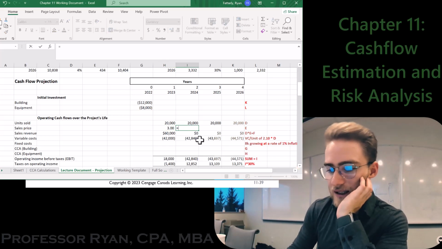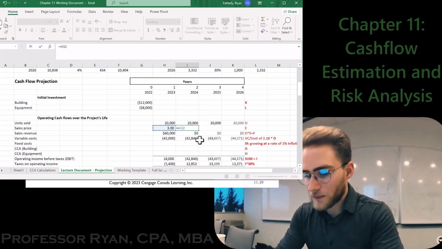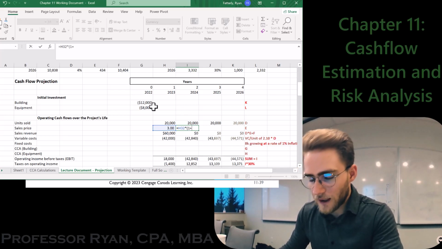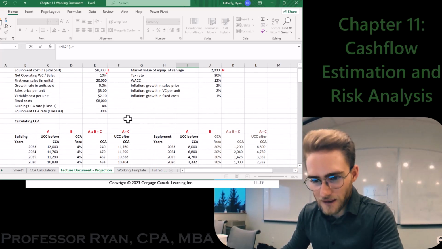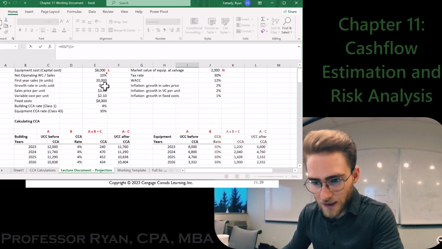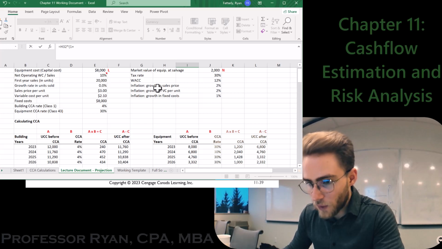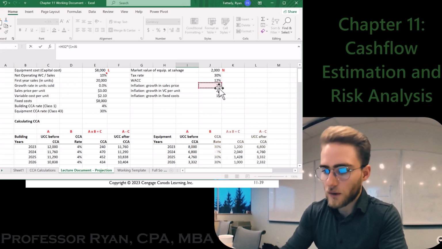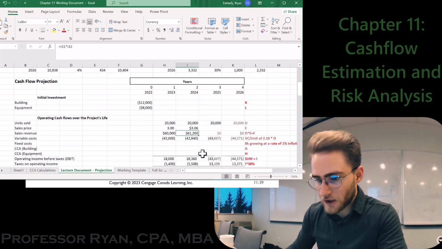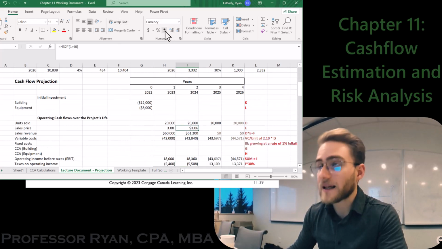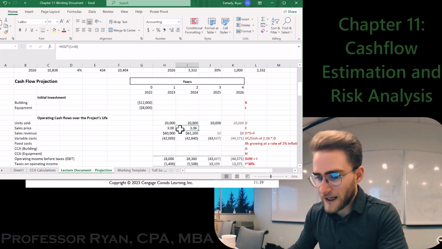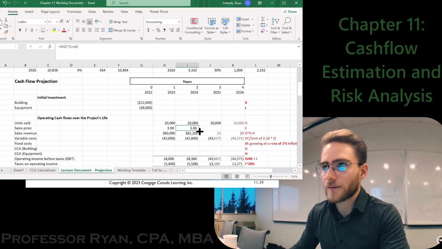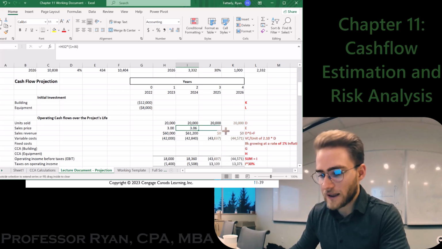So what I can do is go this multiplied by 1 plus, and what is my rate of increase? My units don't increase, but the inflation growth of sales does. My sales price increases by 2% every single year. So if I go this multiplied by 1 plus 2%, aka multiplied by 102%, what I get is a sales price of $3 in year 1, and then a sales price of $3.06 in year 2. And then I continue that.